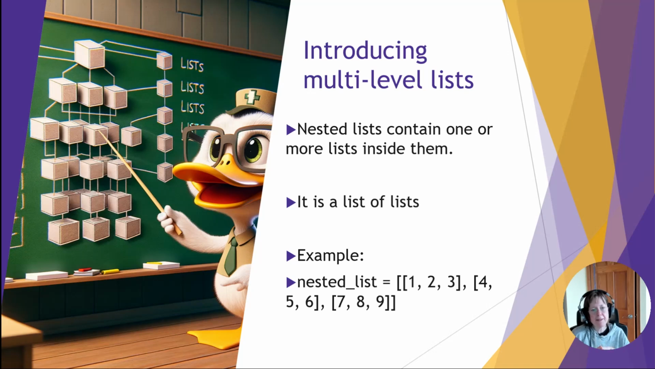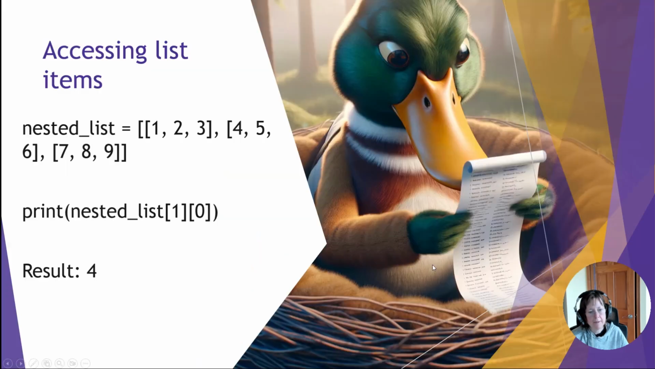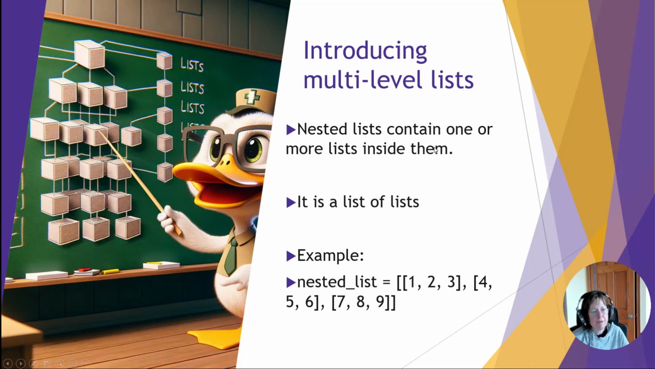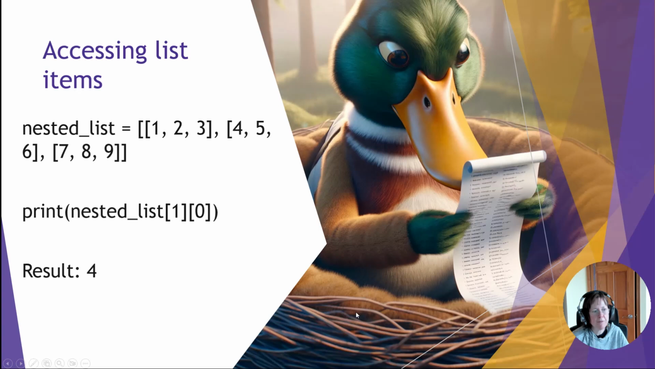So nested lists contain one or more lists inside them. You can do this almost infinitely, but it gets really clunky really fast. So we have a list of 3 lists of 3. 1, 2, 3 is a list, 4, 5, 6 is a list, 7, 8, 9. So this would be item 0. So this would be list level 0 would be 1, 2, 3, 1 would be 4, 5, 6, and 2 would be 7, 8, 9. That would be your index for each of the different lists.